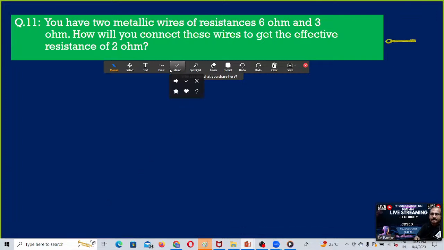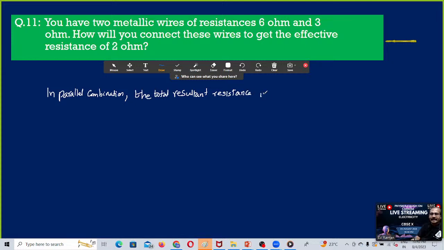The first statement: in parallel combination, the total resultant resistance is always minimum, less than the individual resistances. So this step we have to make clear.